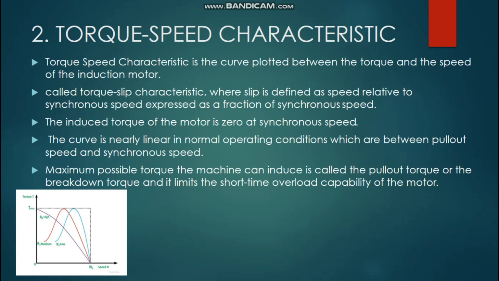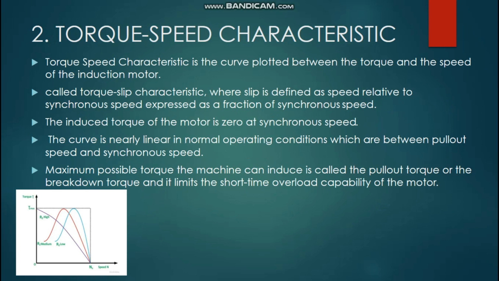A typical torque speed curve of a squirrel cage induction motor provides information about the operation of the induction motor. The induced torque of the motor is zero at synchronous speed. The curve is nearly linear in normal operating conditions, which are between pull-out speed and synchronous speed.